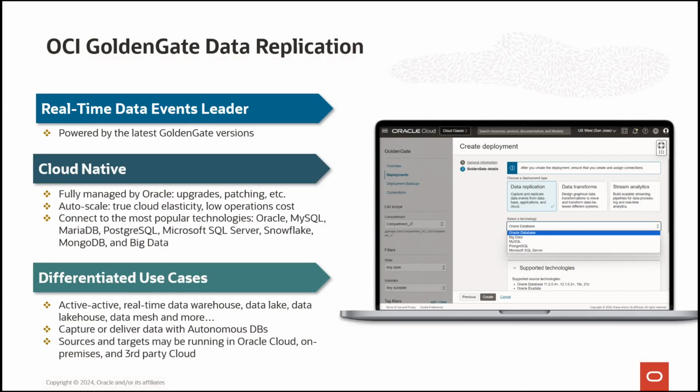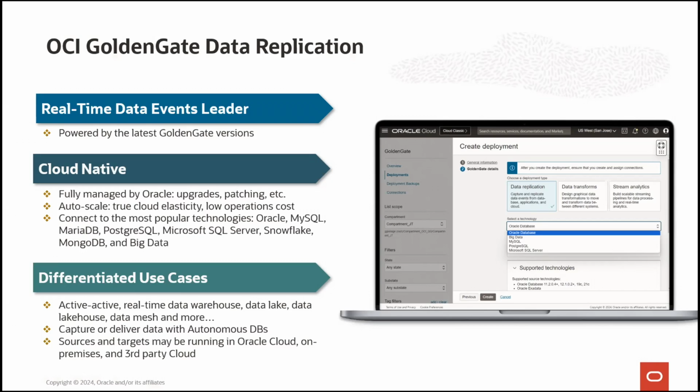When you use a data replication deployment, you're leveraging the latest and greatest versions of GoldenGate, which is, I would say, our best of breed and widely successful data replication tool. And you have all the latest versions that are available on OCI GoldenGate, fully managed by Oracle. We take care of upgrades, patches, and many more. Monitoring is done within OCI monitoring. We also monitor all of the deployments for high availability and disaster recovery.